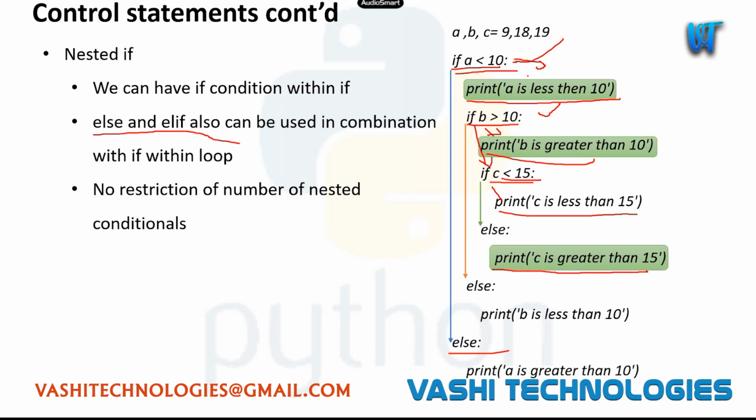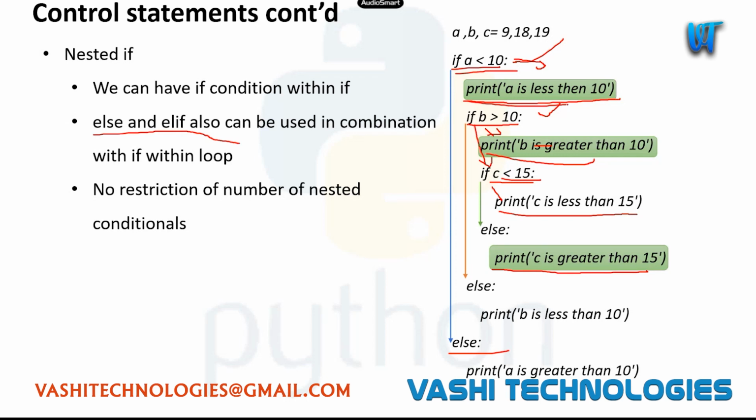So in this particular case, the output of the program will be, first it will print a less than 10, and then it will print b greater than 10, and then it will print c is greater than 15. Okay. So it will keep on going.